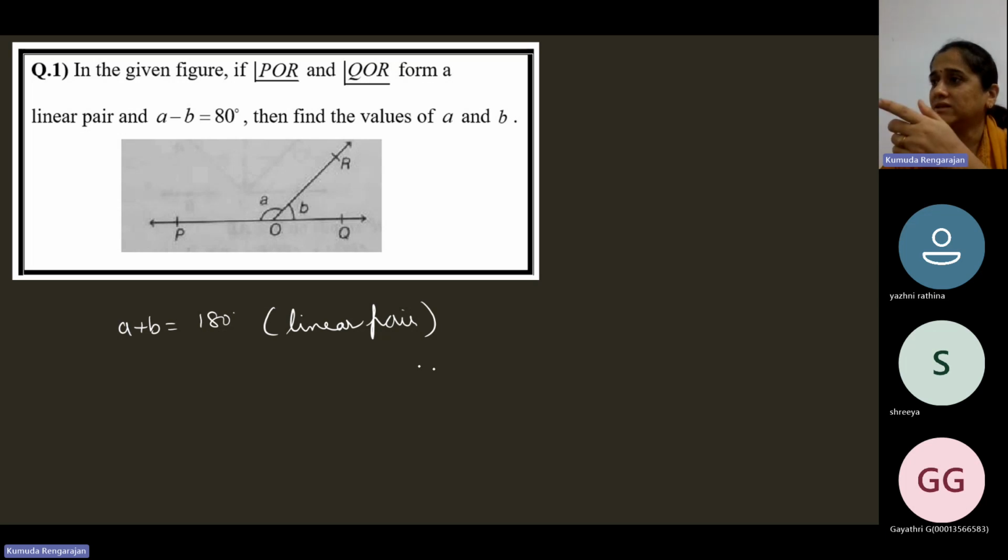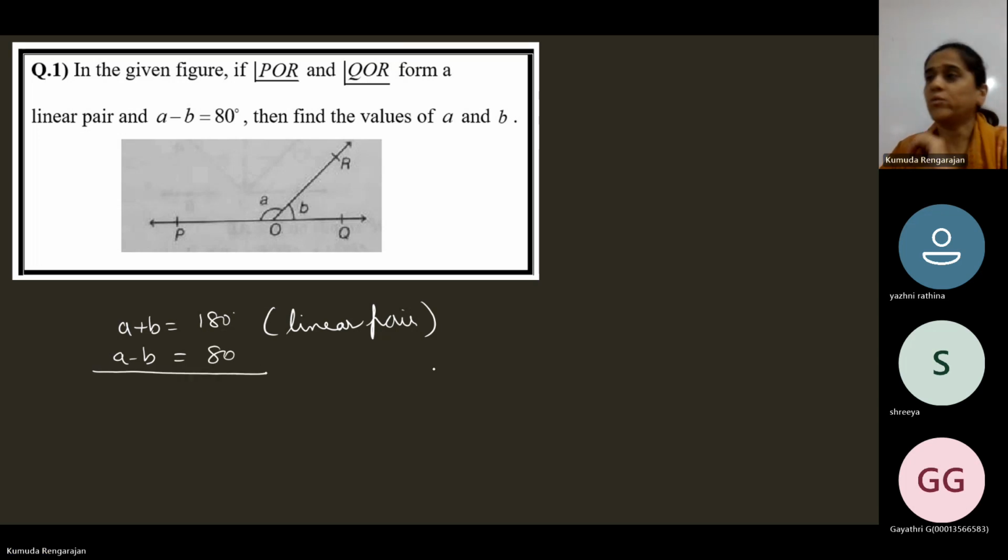Linear is of a line. When we have more than two angles on a straight line, we shouldn't say linear pair. The sum of all the angles on a straight line is 180 degrees. Okay, A plus B is 180, linear pair. Then what is given? A minus B is equal to 80.